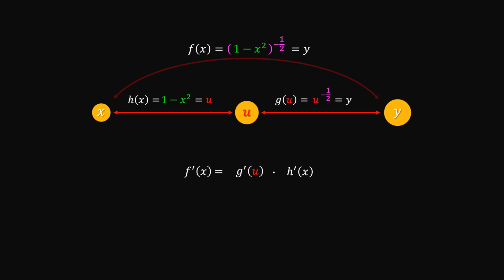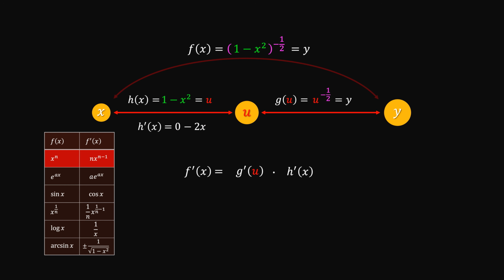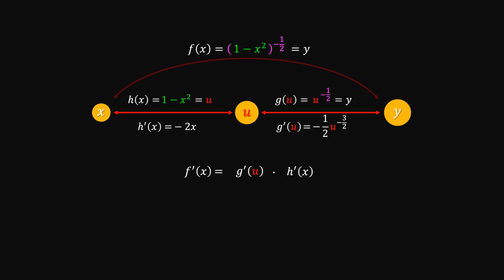Now to get what this f prime is, all we need is to find out the derivatives of these two simpler ones. It's fairly easy to get h prime first. It's 0 minus 2x. For the negative power of 1/2, the same differentiation rule applies. So this derivative of f is this product. But there's one problem. Only x is known here. We want this derivative to be in terms of x. So we just need to replace this intermediate output u in terms of x by using function h.